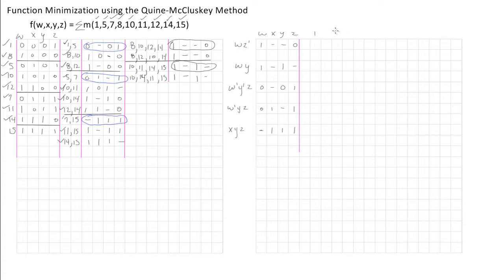1, 5, 7, 8, 10, 11, 12, 14, and 15. Okay, that'll look fine. You just have to keep them in line. All right.